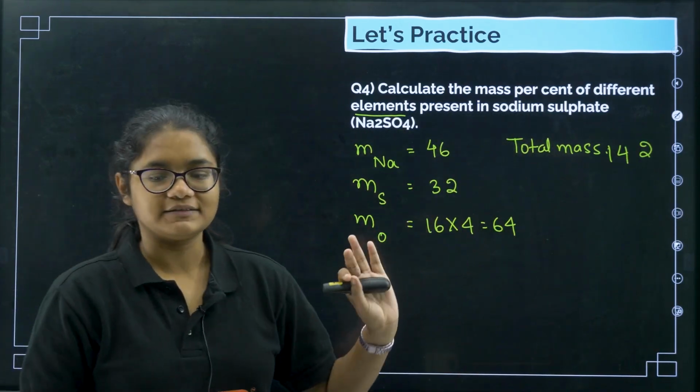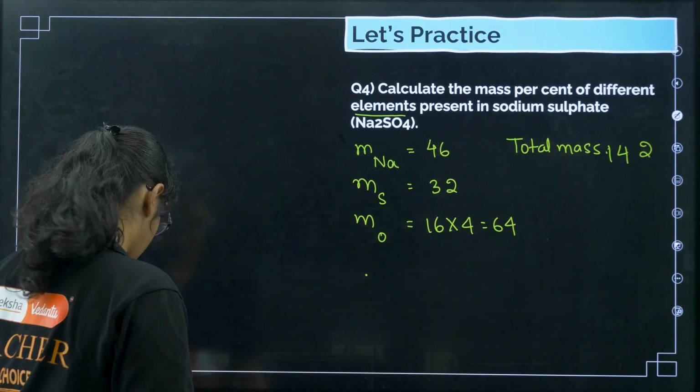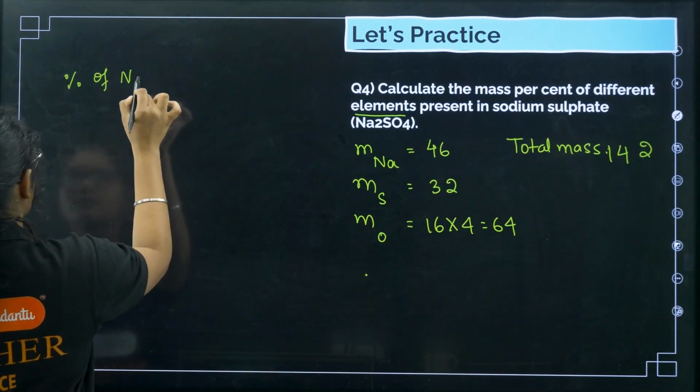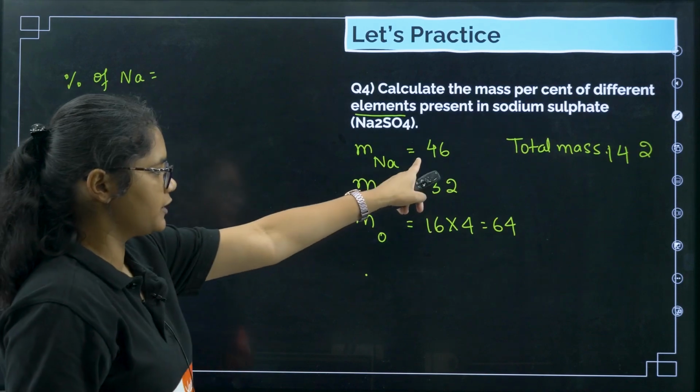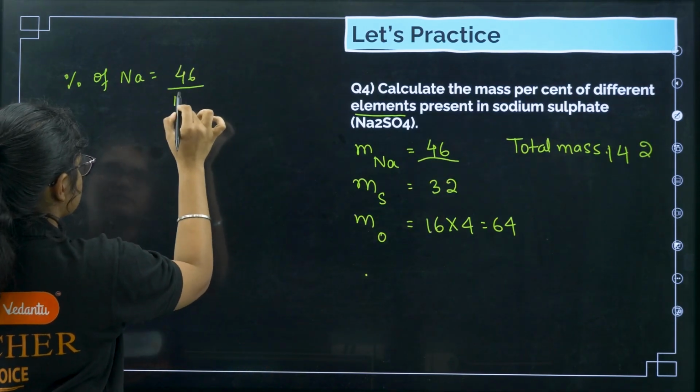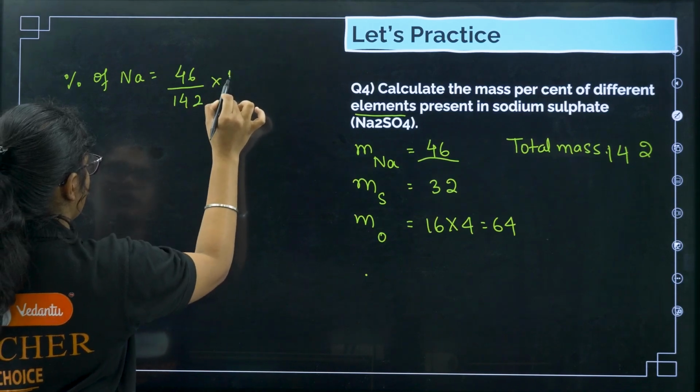Okay, so I got total mass as 142. Now if I want to calculate the percentage of sodium, then what is the mass of sodium? 46. Total mass is 142. So 46 by 142 into 100.